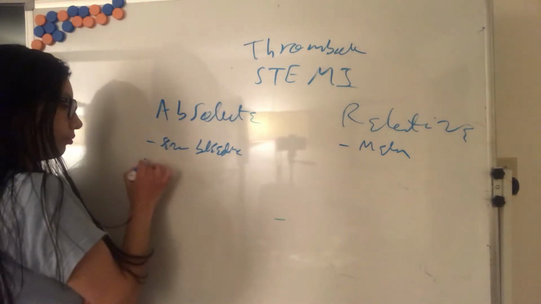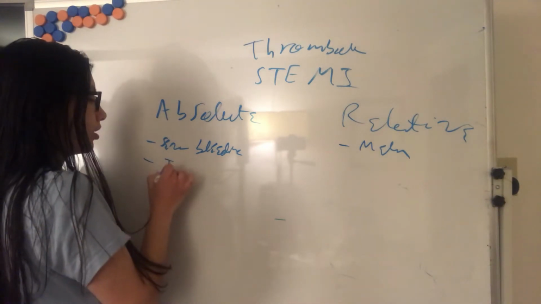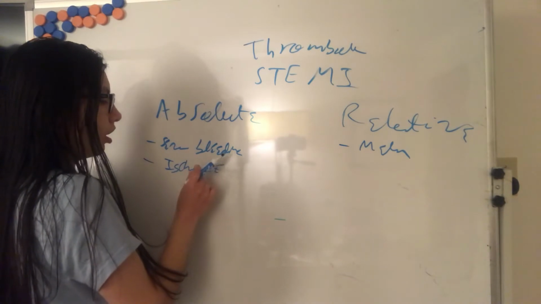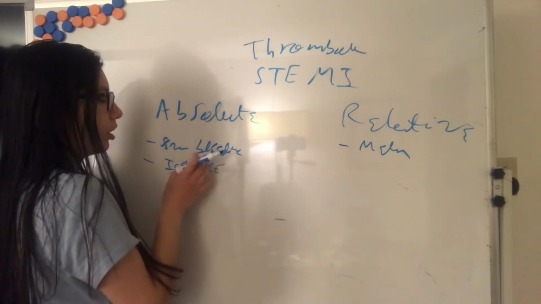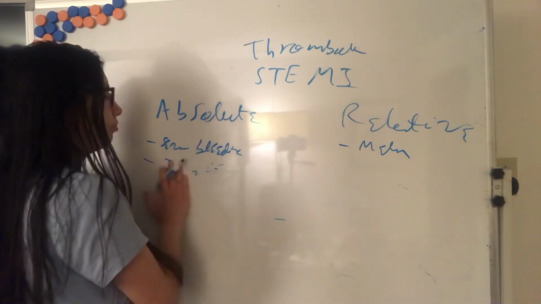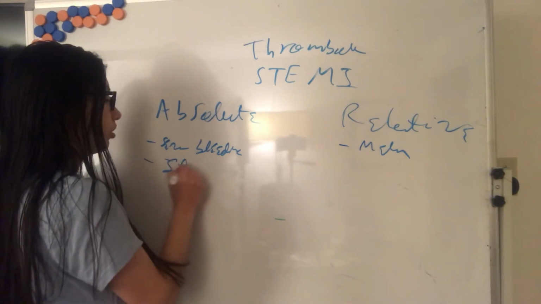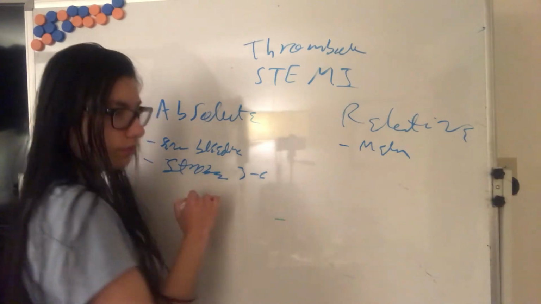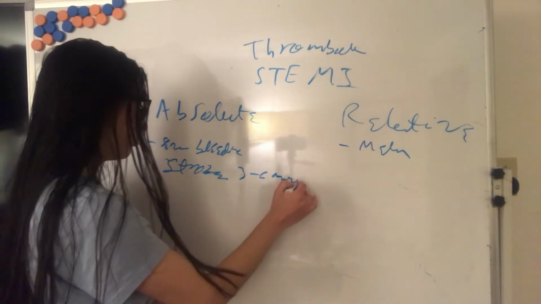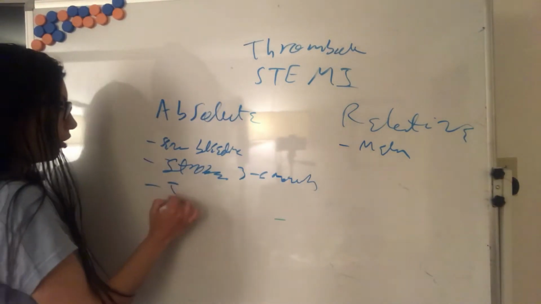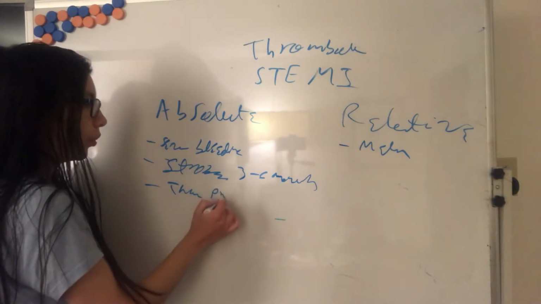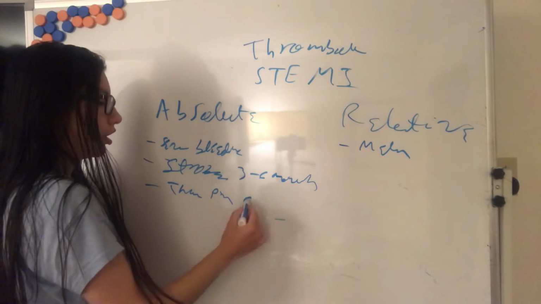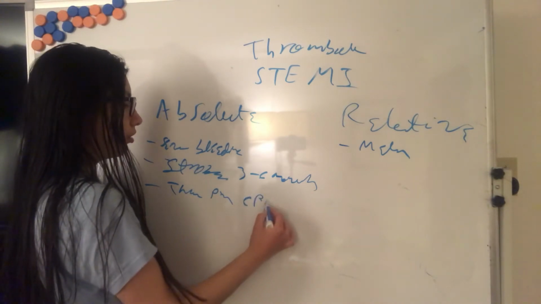Then the ischemic cerebrovascular event. By this cerebrovascular event, ischemic, we mean a stroke in the last 3 to 6 months. A traumatic or prolonged cardiopulmonary resuscitation, so the CPR.